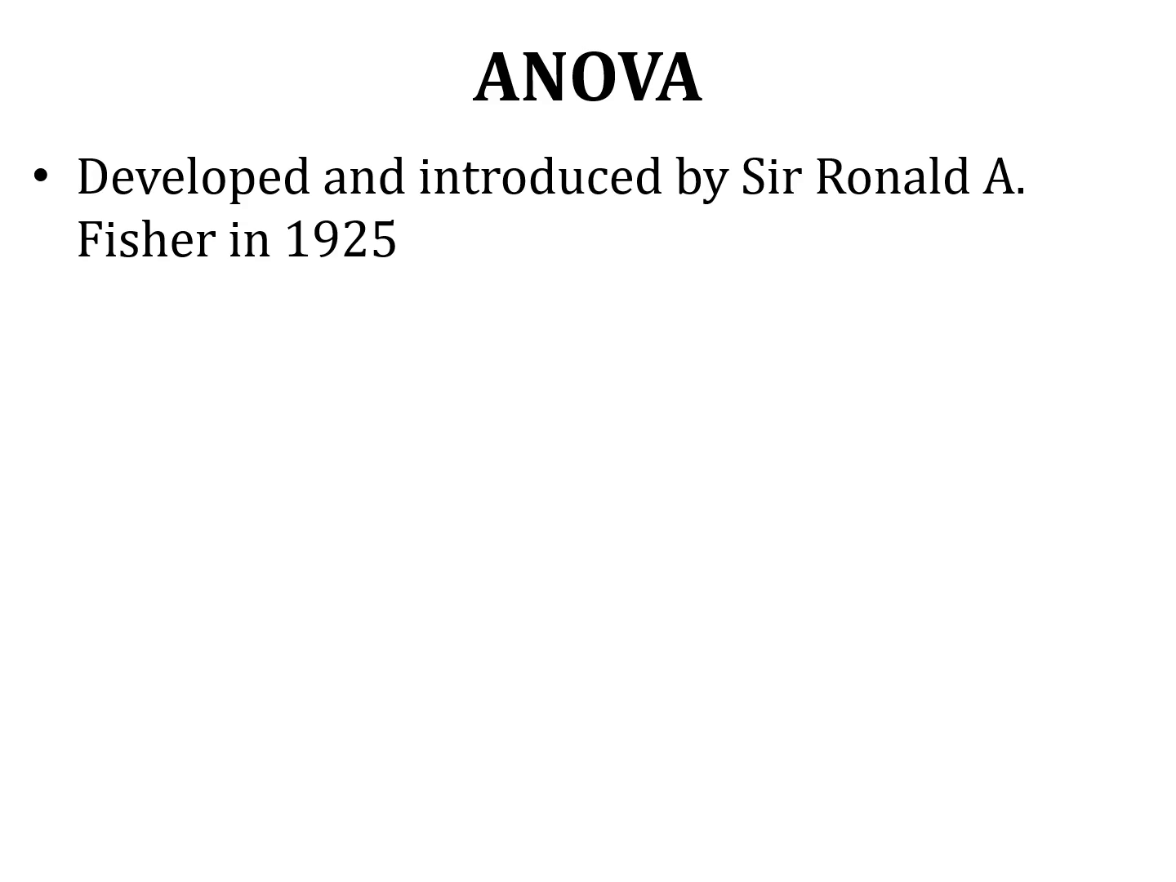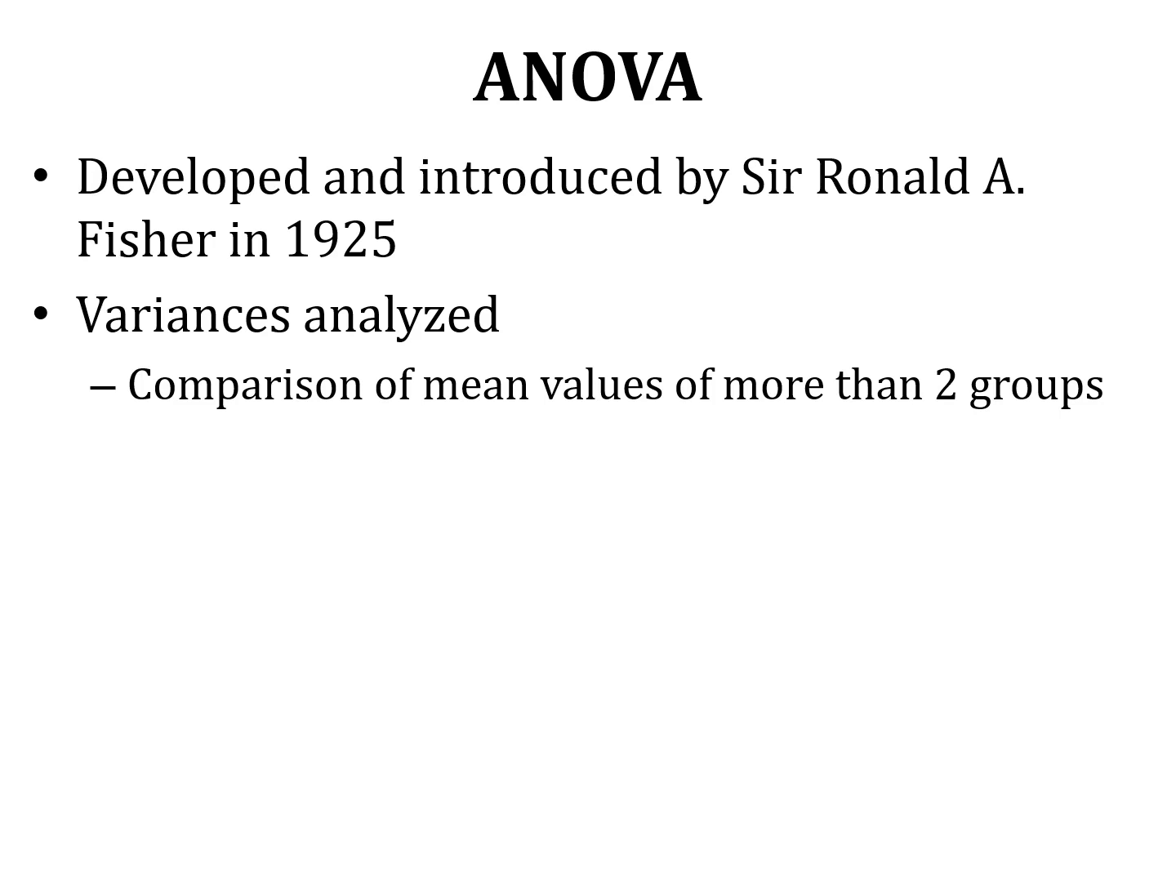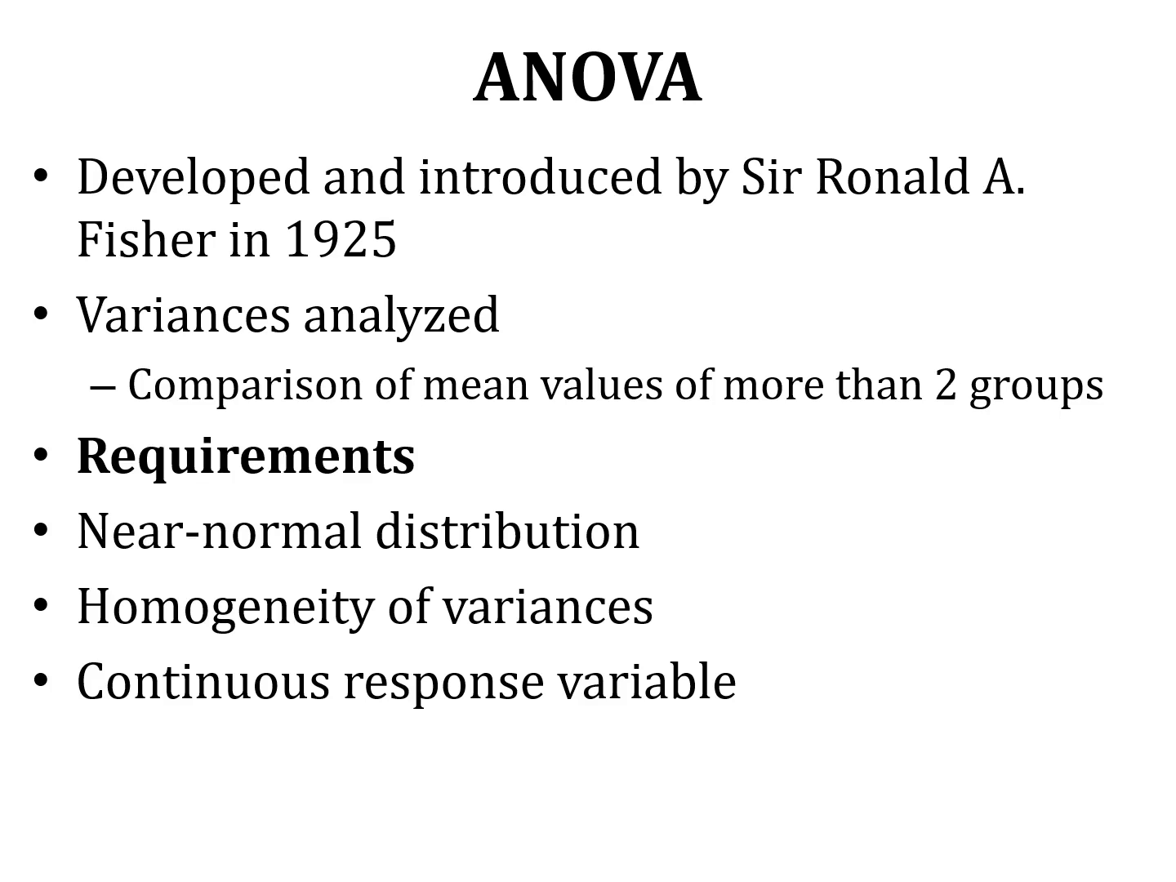So ANOVA, or the analysis of variance, was developed and introduced by Sir Ronald A. Fisher in 1925. And this is the test in which variances are analyzed for the comparison of mean values of more than two groups. And these are the requirements of ANOVA that we discussed in the previous lecture: the observations should have a near normal distribution, there should be homogeneity of variances between different samples, and the response variable should be a continuous variable, which is measured on an interval or ratio scale.